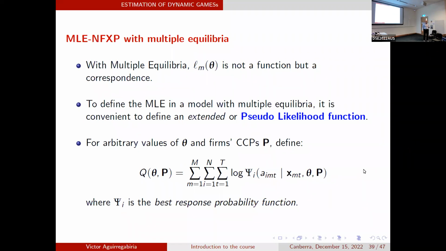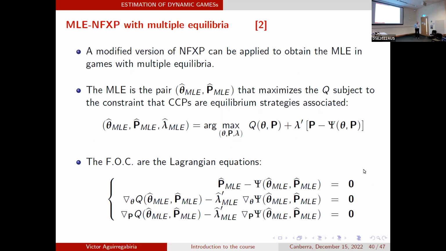We can also define the single agent maximum likelihood estimator in that way. Well, exactly the same for dynamic games. And this is the definition of the maximum likelihood estimator with multiple equilibria.